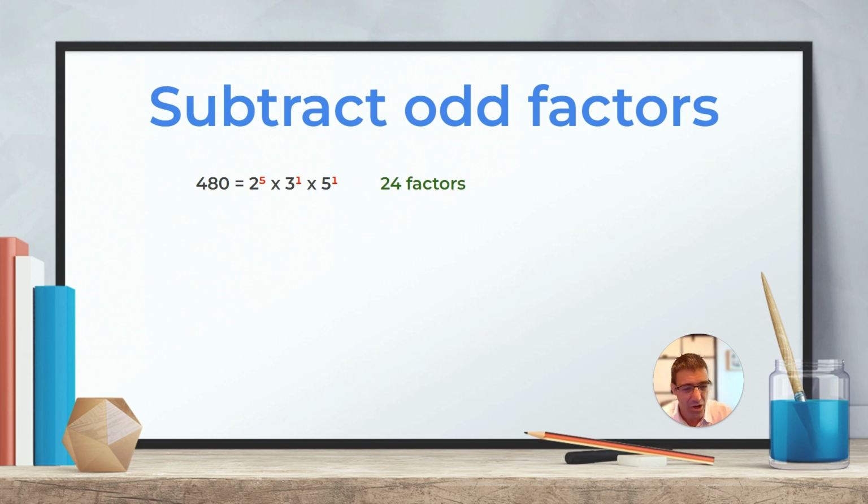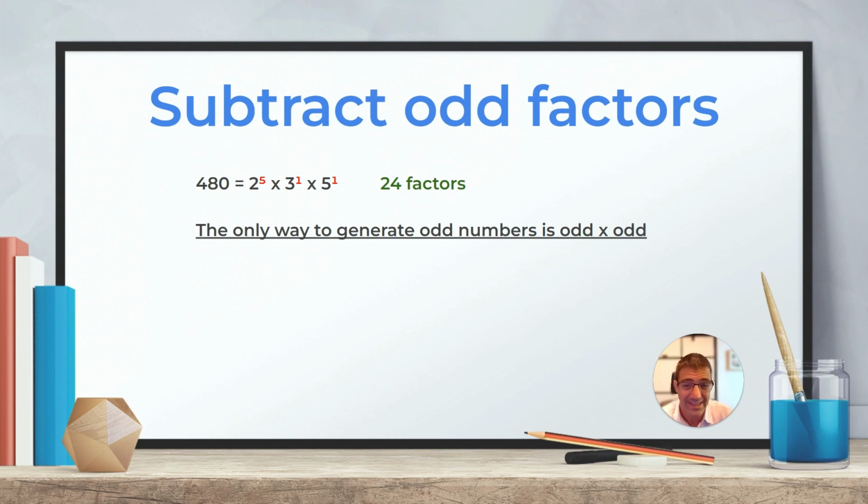To generate an odd number, you can only multiply an odd number by an odd number. As soon as you multiply 3 by 2, immediately the result is even. So the only way that you're going to generate odd factors here is to do odd times odd. So the most obvious odd factor is going to be 1, and then there's 3, and then there's 5. And then the only other factor that you'll have is 3 times 5, which is 15. So actually we can pretty much see here that we already have 4 odd factors.